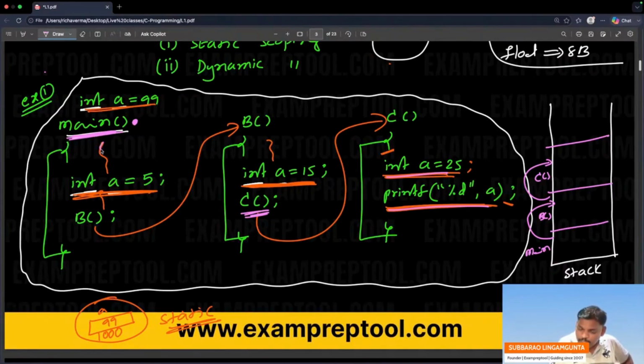But whenever main is running, what is going on? Main is running, see the first line: int A is equal to 5. Declaration, so memory will be allocated in the stack area. A is 5, at some address, say 2000, because at memory location 1000 the global A is already there. So in the main function, the first local declaration is there, memory created.